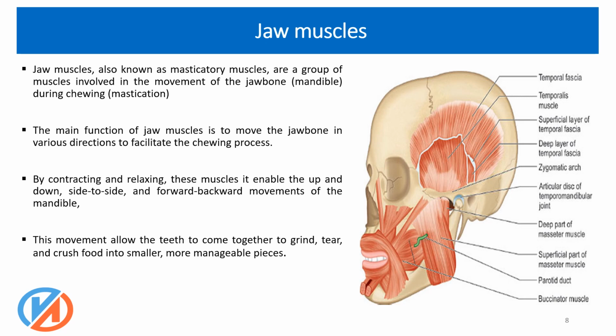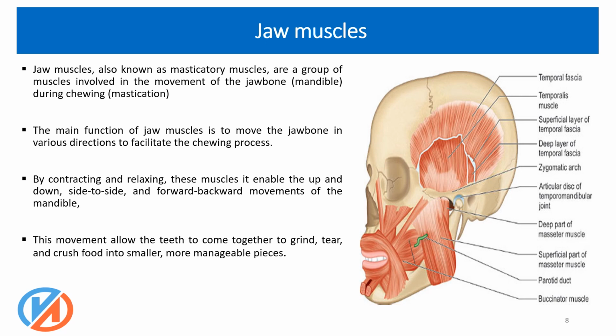The next part of our oral cavity is the jaw muscles. Jaw muscles, also known as masticatory muscles, are a group of muscles involved in the movement of the jawbone, or mandible, during chewing or mastication.